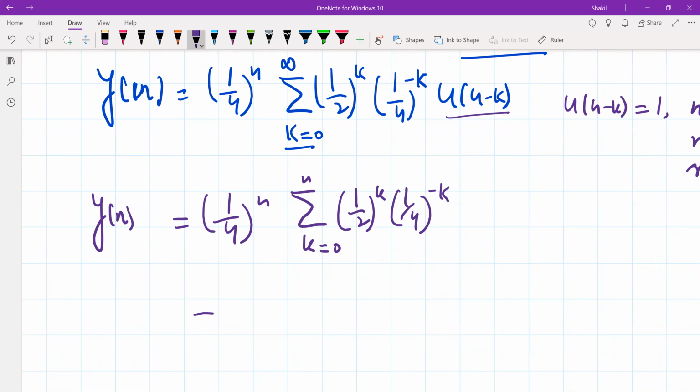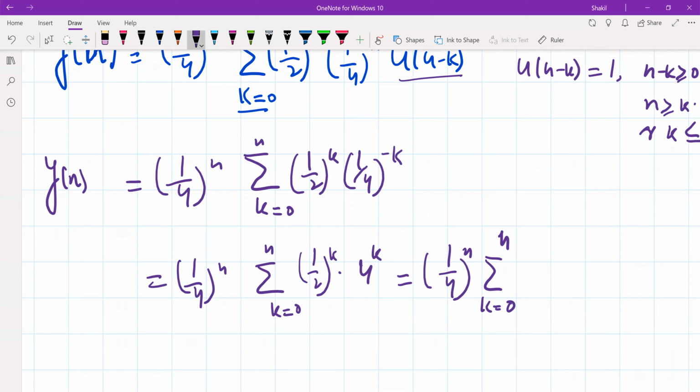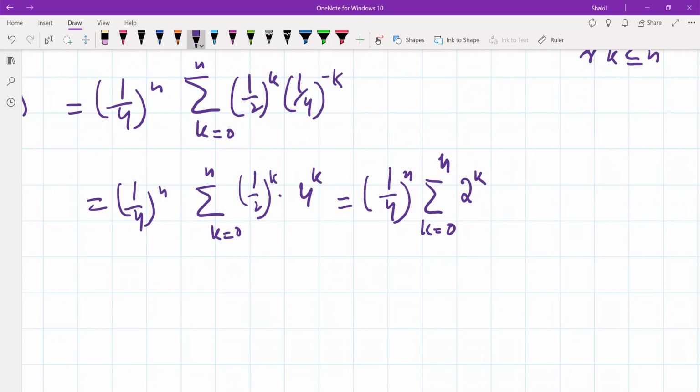What are these terms? This will be simply (1/4)^n, with the sum running from k equal to 0 to n. If I take the 4 upside, this will be plus k. So this will be (1/2)^k times 4^k. So you can say this is (1/4)^n, summation k running from 0 to n, of 2^k. Now you can see this sum is a GP, with k running from 0 to n.